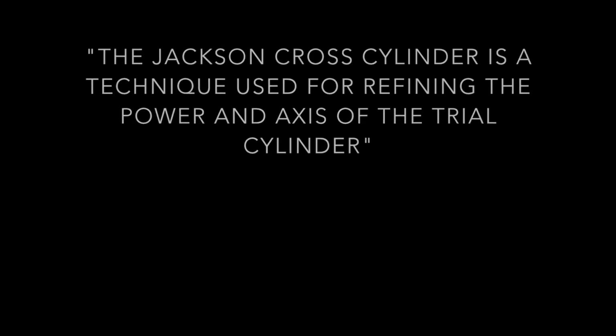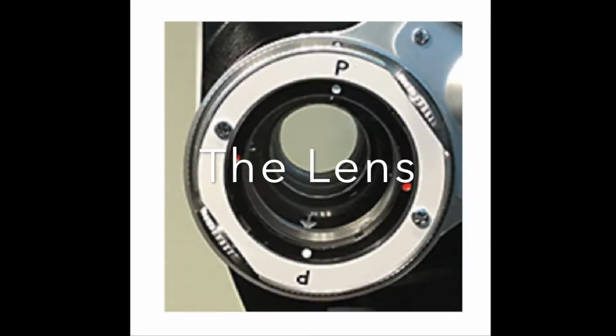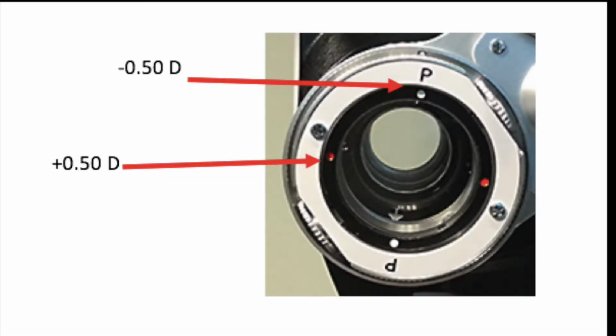The Jackson Cross Cylinder is a technique used for refining the power and axis of the trial cylinder. It involves a special cross-cylinder lens that has a net minus power in one principal meridian and one net positive power in the other principal meridian. It allows for combination of spherical and cylindrical lenses. There are two dots represented on the lens, one red and one white. The red dot represents the positive 0.5 diopter, while the white dot represents the negative 0.5 diopter.